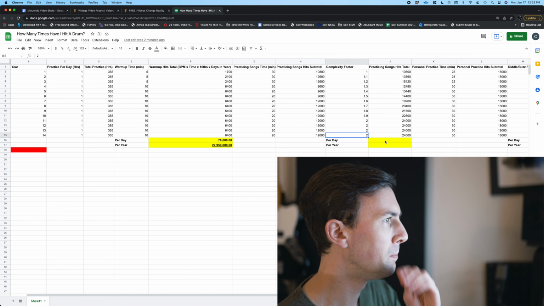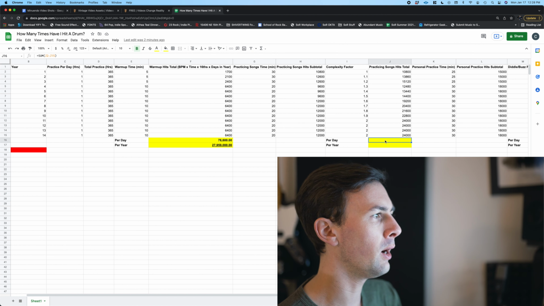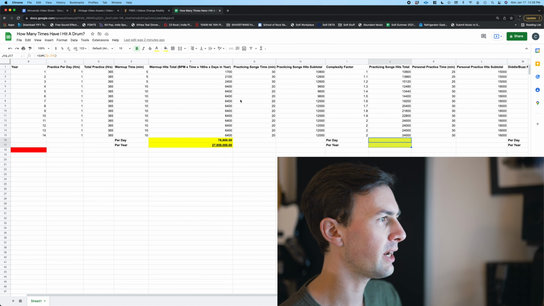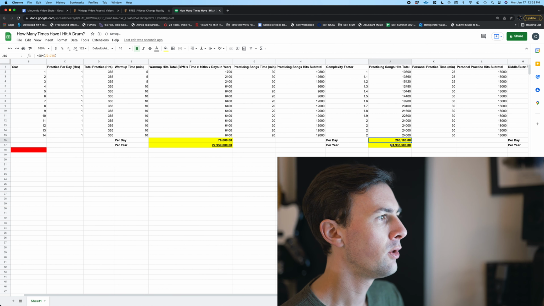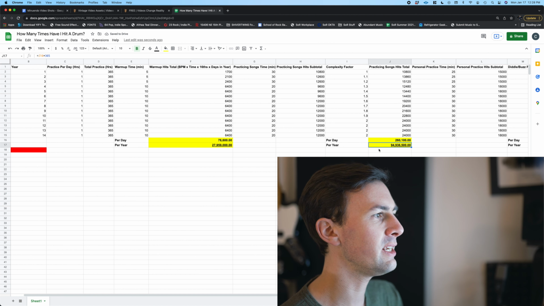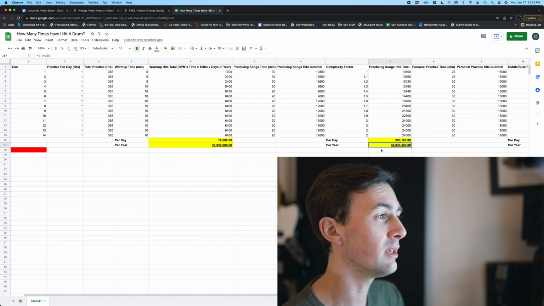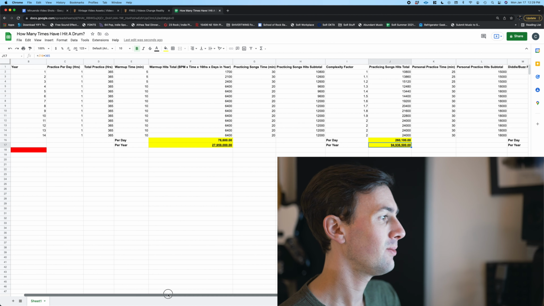and then it flattens off. So for one practice session every day for the entire year, I'll just reveal both of these at the same time here. So over the 14 years, we're looking at almost 95 million hits. Wow. Okay.